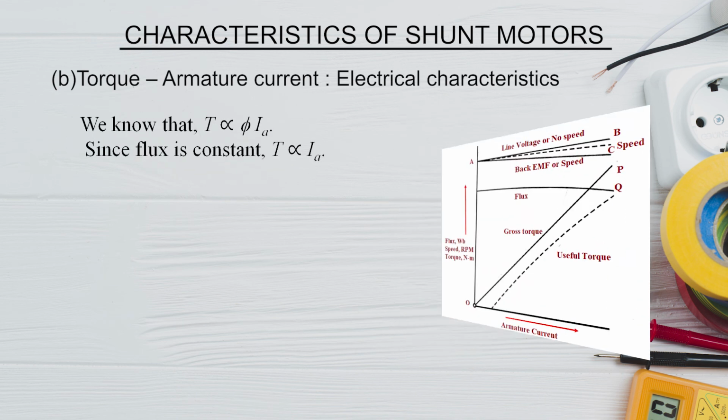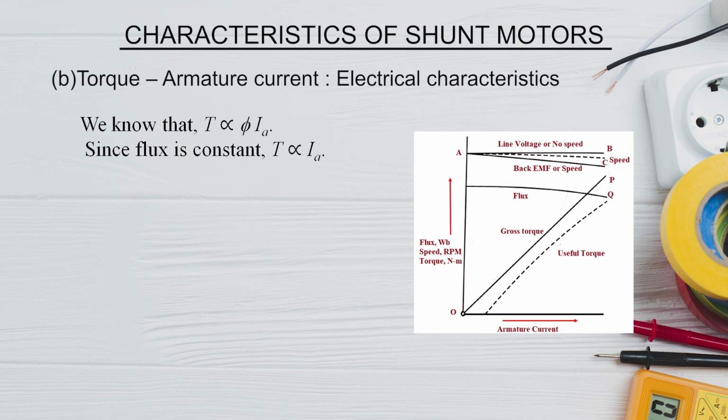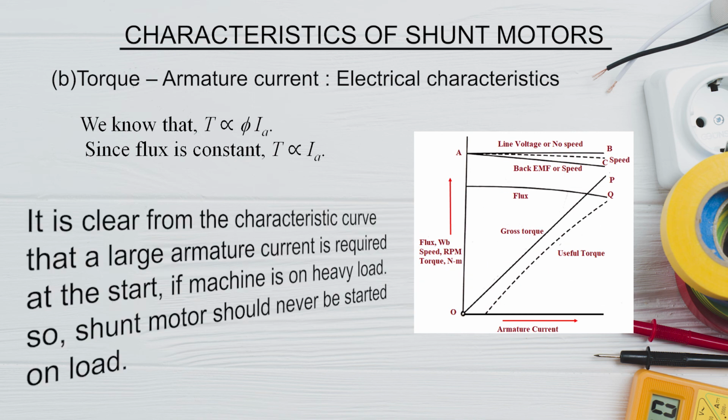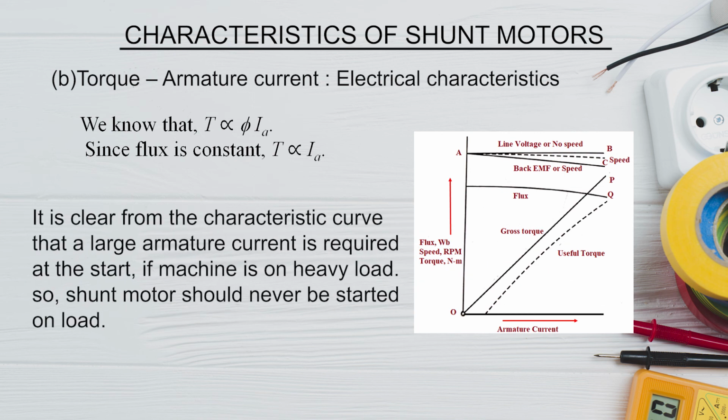As we know, torque is directly proportional to flux and armature current. Since flux is constant in case of shunt motor, you can say torque is directly proportional to armature current Ia. Hence the electrical characteristic is a straight line OP passing through the origin, as you can see in this figure. It is clear from the characteristic curve that a large armature current is required at the start if the machine is on heavy load, so a shunt motor should never be started on load.